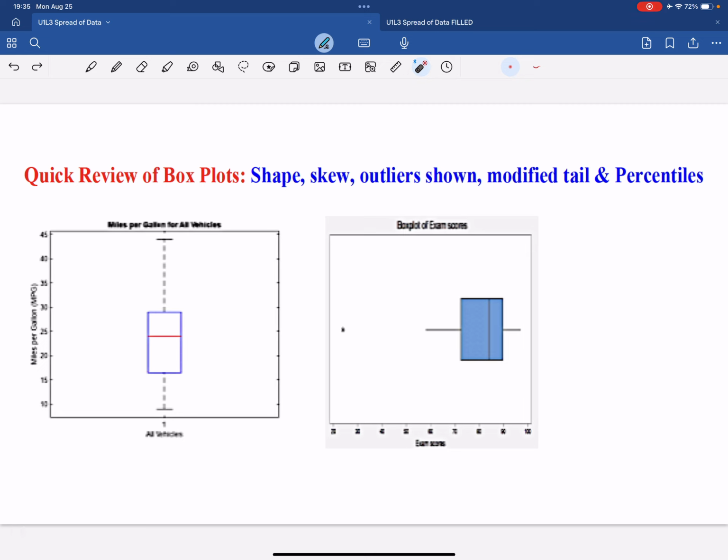So with box plots, we can see shape primarily by the whiskers and the spread of the 4 quadrants. Skew, whether or not there are outliers, and tails, and percentiles. Really, percentiles is the last one. We know certain things about the 25th, the 50th, the 75th, and the 100th percentile.